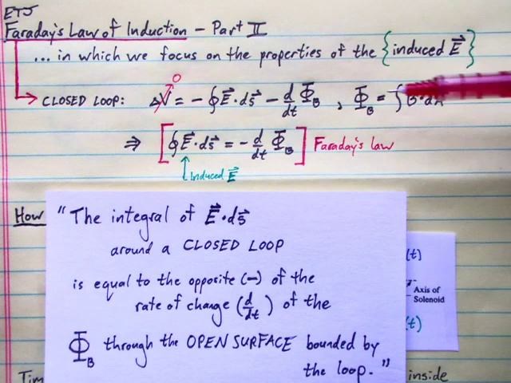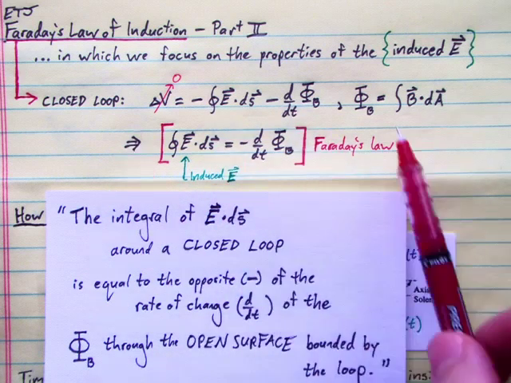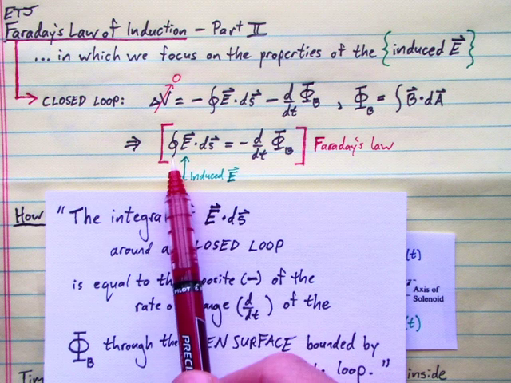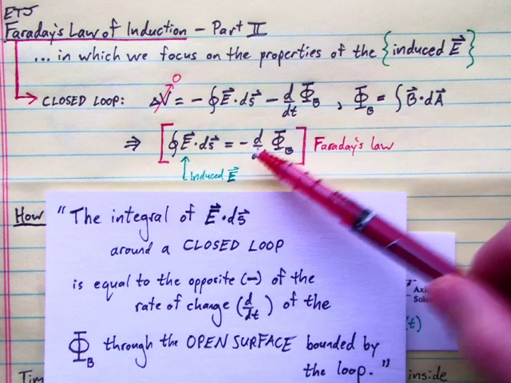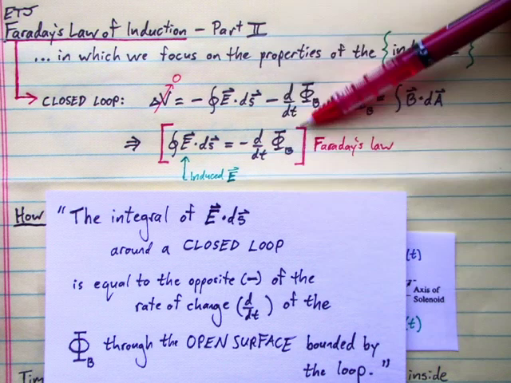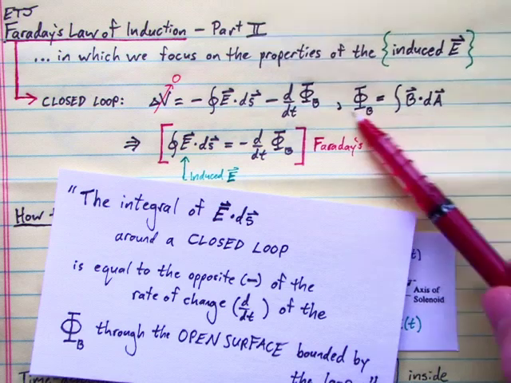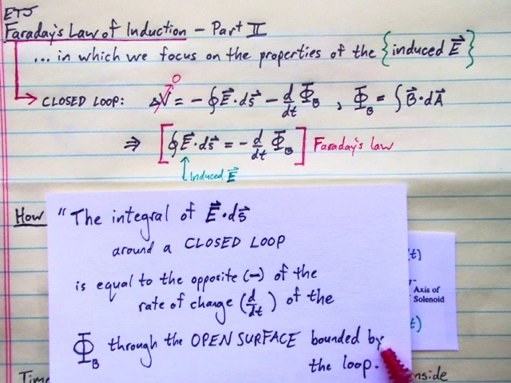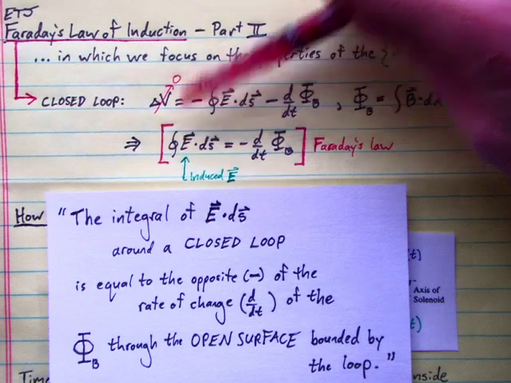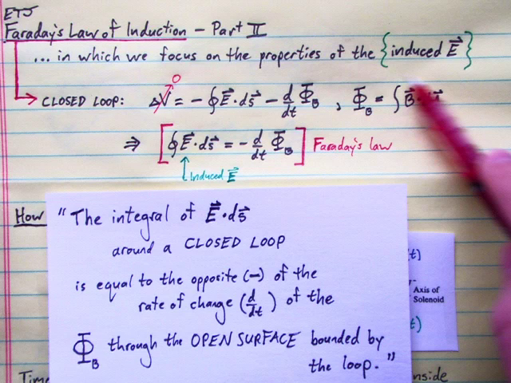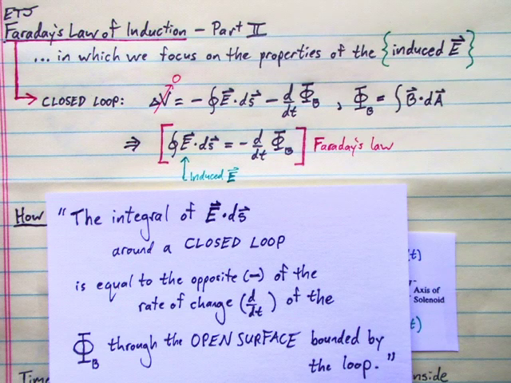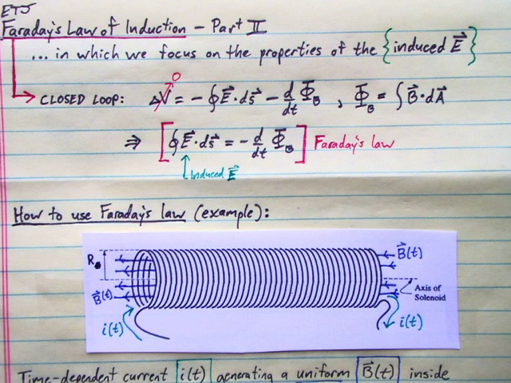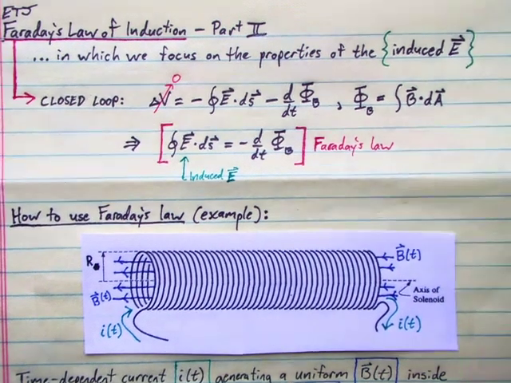What this equation means, in words, is that the integral of E·ds around a closed loop, that's a closed path integral, is equal to the opposite of the rate of change of the magnetic flux, defined thusly, the magnetic flux through the open surface bounded by the closed loop indicated here. So that's an open surface integral to find that flux. And what we're going to do is apply Faraday's law here to a specific example scenario.